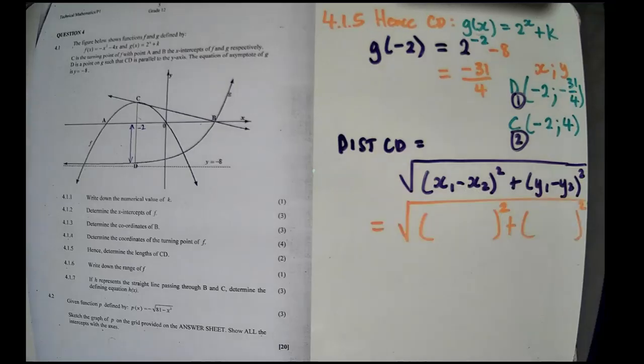And first we're going to use D as point 1. So substituting point 1, which is (-2, -31/4). Those are x1 and y1. Substitute.